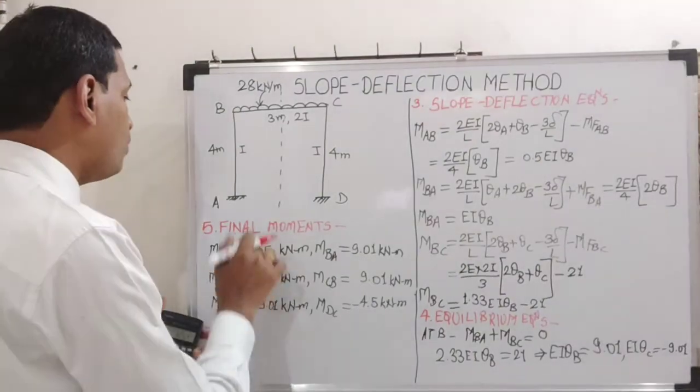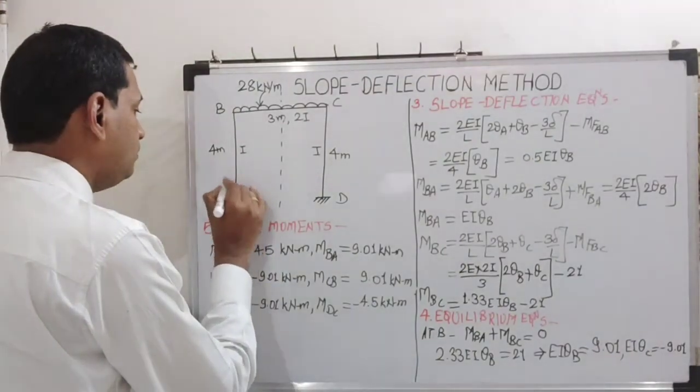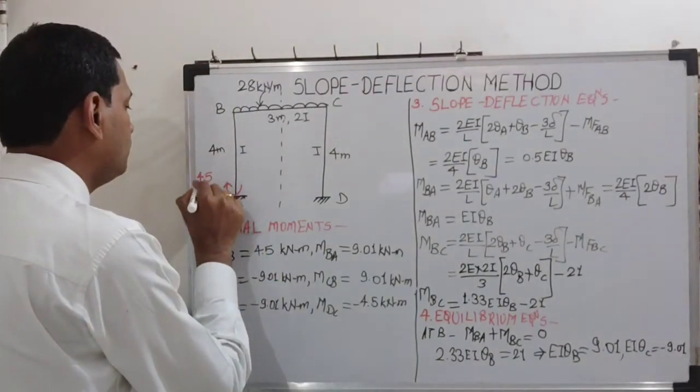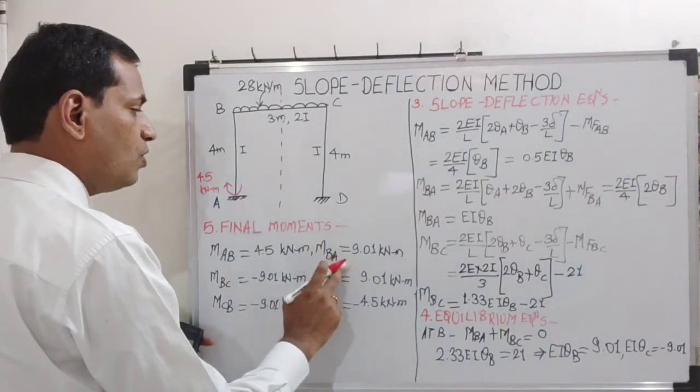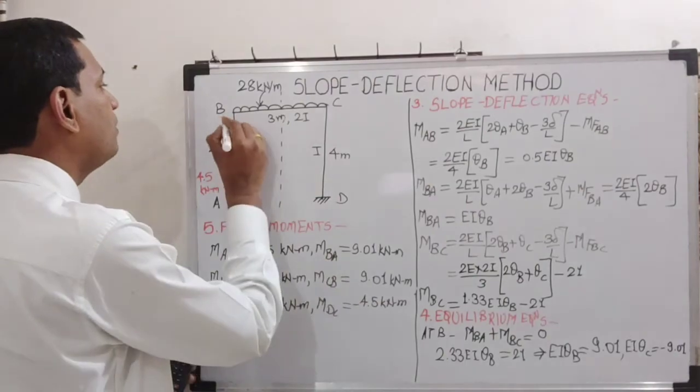So MAB is 4.5 clockwise. Then MBA clockwise 9.01.